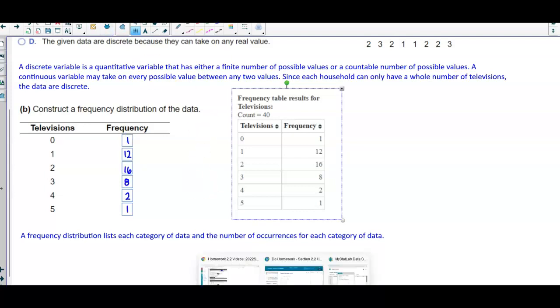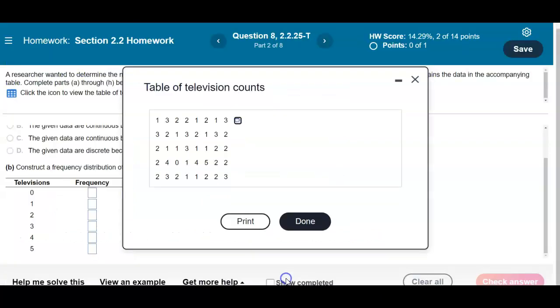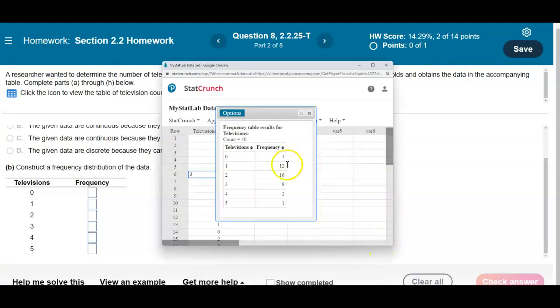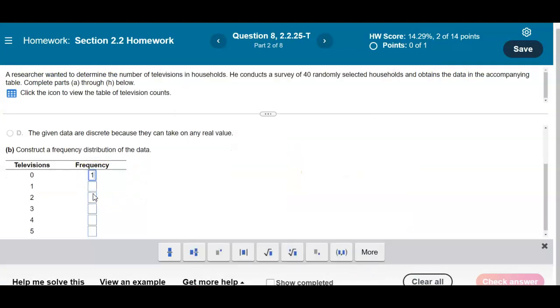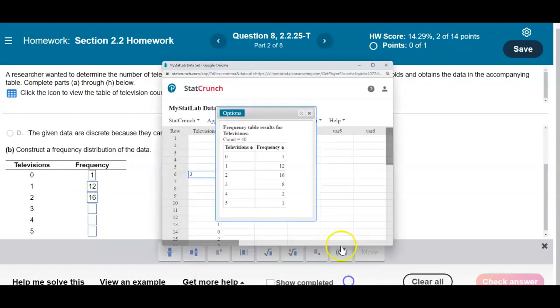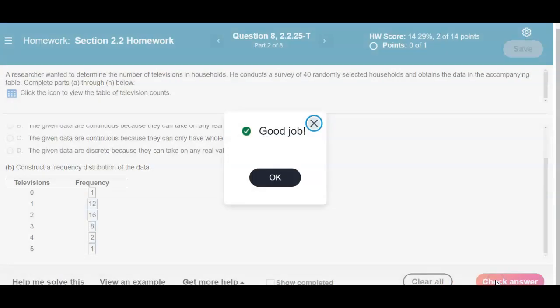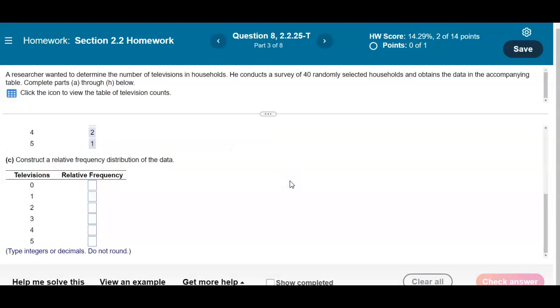So let's go ahead and put our answer in. Again, we had the following: 1, 12, and then 16. And then we had 8, 2, and then 1. Let's check our answer, and there is our result.